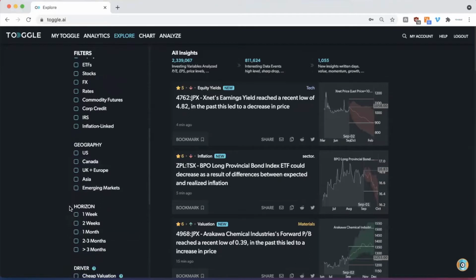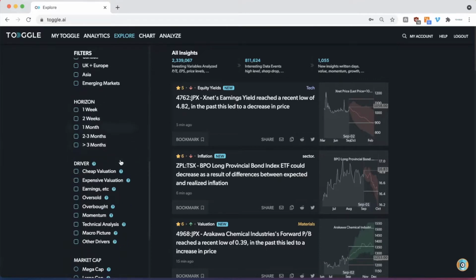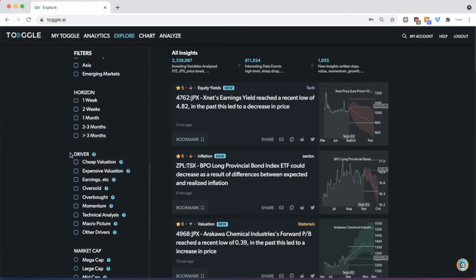Looking at the specific horizon, are you looking at a 1-week trade or 2-week trade, a 1-month trade, or are you looking at something as far as a 6-month trade? You can select that here. If you're a specific kind of trader, for example, if you're more of a technical trader, if you're a momentum trader, a macro trader, you can select the driver that would be most relatable to you over here. If you want to learn a little bit more about what each driver means, you can just hover over the little question mark next to it and it'll bring up a little description to explain that.